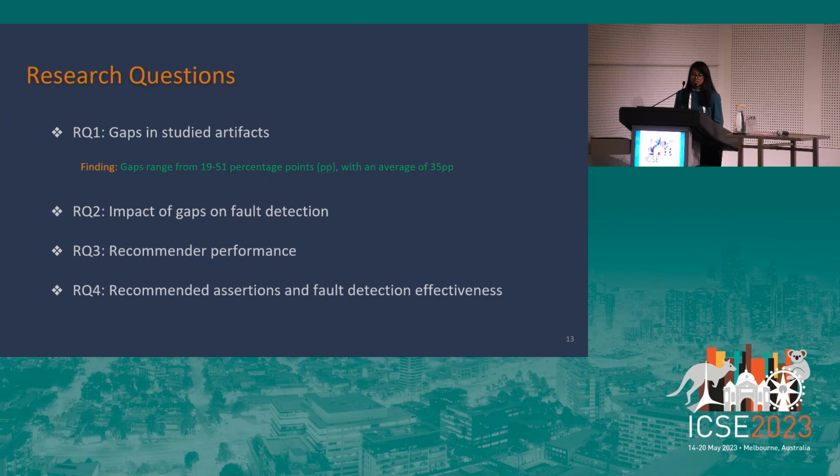But in research question 1, we found that on average there is a 35 percentage point gap in the investigated artifacts, meaning that 35% of the statements are only executed, but they do not influence any of the test oracles. And in research question 4, we see that using our recommended assertions, we can achieve much better fault detection effectiveness, by as much as 57 percentage points and on average 13 percentage points at the class level.